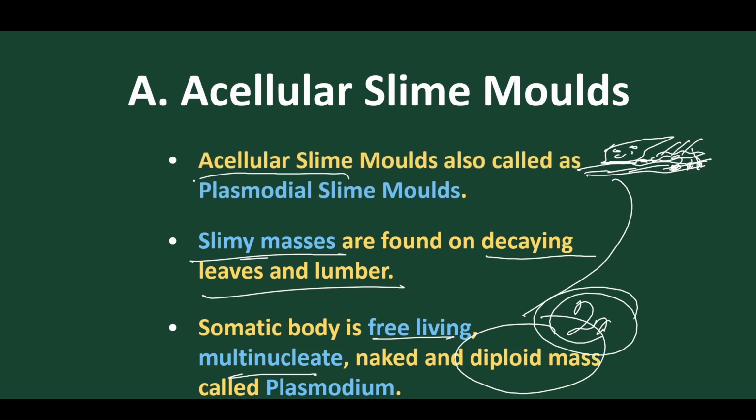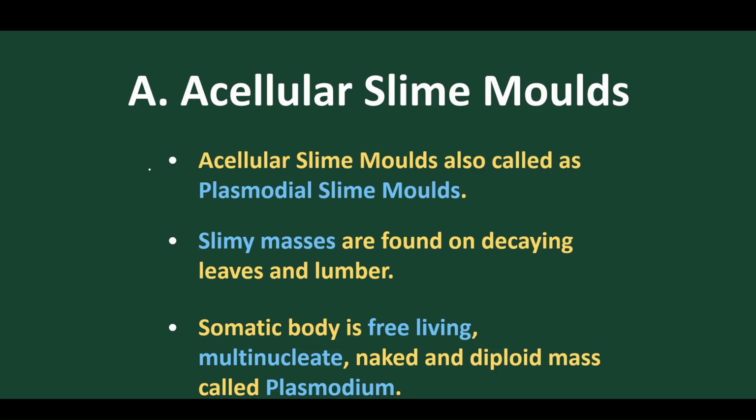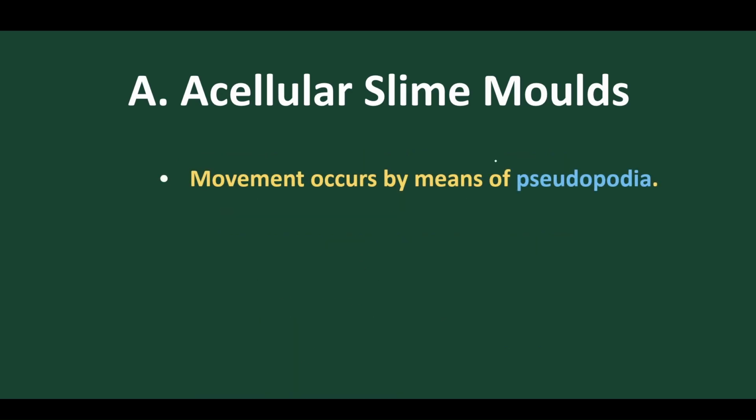Acellular slime molds are also called plasmodial slime molds. They are slimy masses present on decaying leaves and lumber. They creep on them, release digestive enzymes, dissolve the organism, and take in the materials. The somatic body is free-living and multinucleated, called a plasmodium. Movement occurs by means of pseudopodia, the amoeboid-like structures. So movement is due to pseudopodia in the vegetative structure.